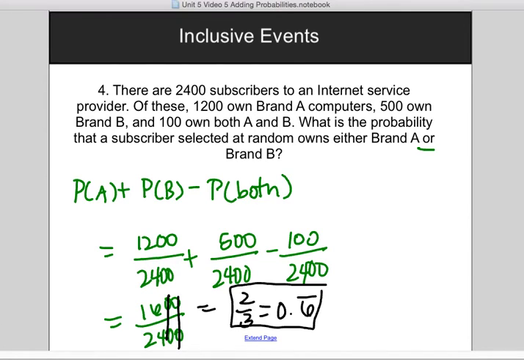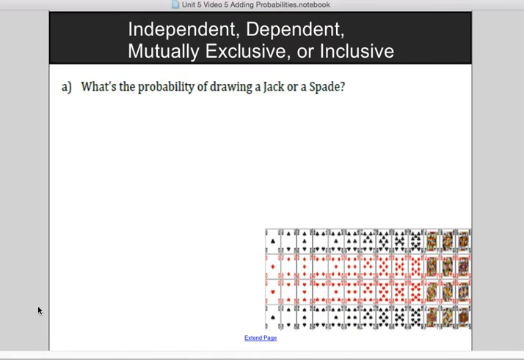Now we have some mixed practice. So we have 4 problems, and you need to decide, are they independent, dependent, mutually exclusive, or inclusive? So A, what is the probability of drawing a jack or a spade? So remember, a spade is like a shovel.